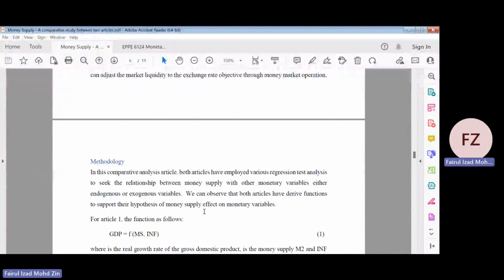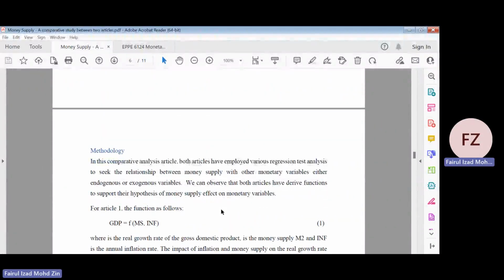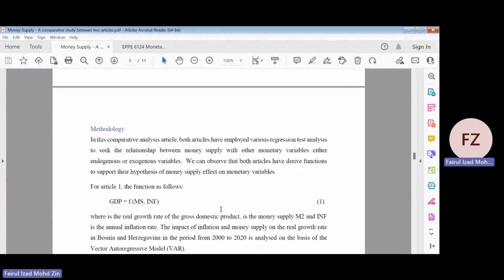The methodology used in this comparative analysis article: both articles employ various regression test analyses to seek the relationship between money supply and other monetary variables, either endogenous or exogenous variables. We can observe that both articles have derived functions to support their hypothesis for money supply and monetary variables.